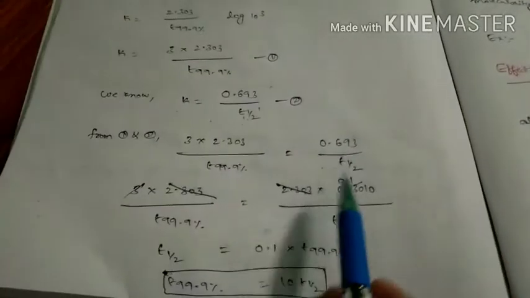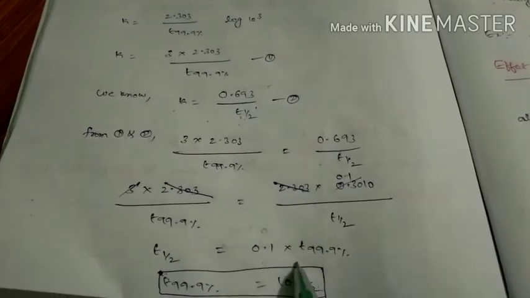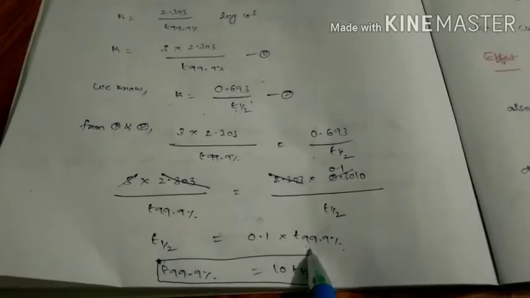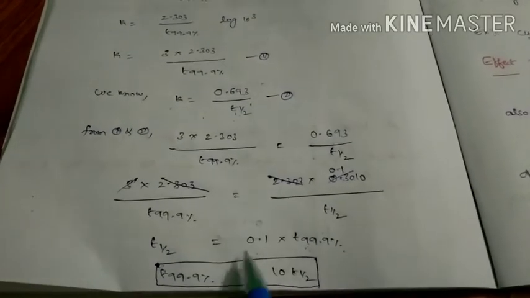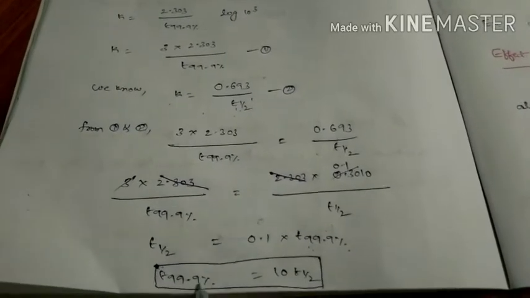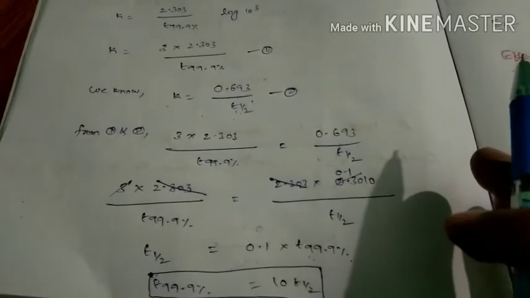Then finally we get one expression, that is what? T half equal to 0.1 into T 99.9%. After calculation we get this expression. From this we can say that T 99.9%, if 0.1 comes this side, then it becomes 10. That means T 99.9% equal to 10 T half. So that is the way to calculate the problems.